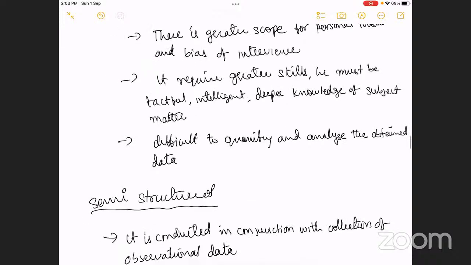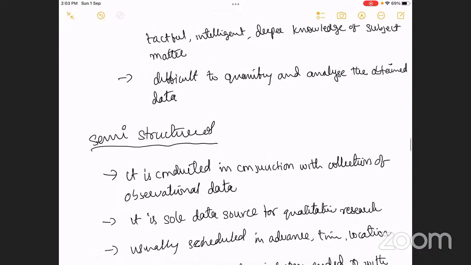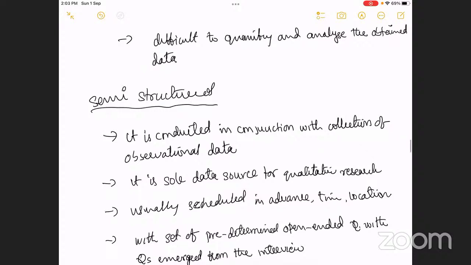So the third one is semi-structured. As the name indicates, it is neither structured nor unstructured. You have some questions written. You ask the questions to the respondent, and he will give a response. Based on that answer, you can prepare and ask another question. Otherwise, you can follow the second question, whatever you prepared.